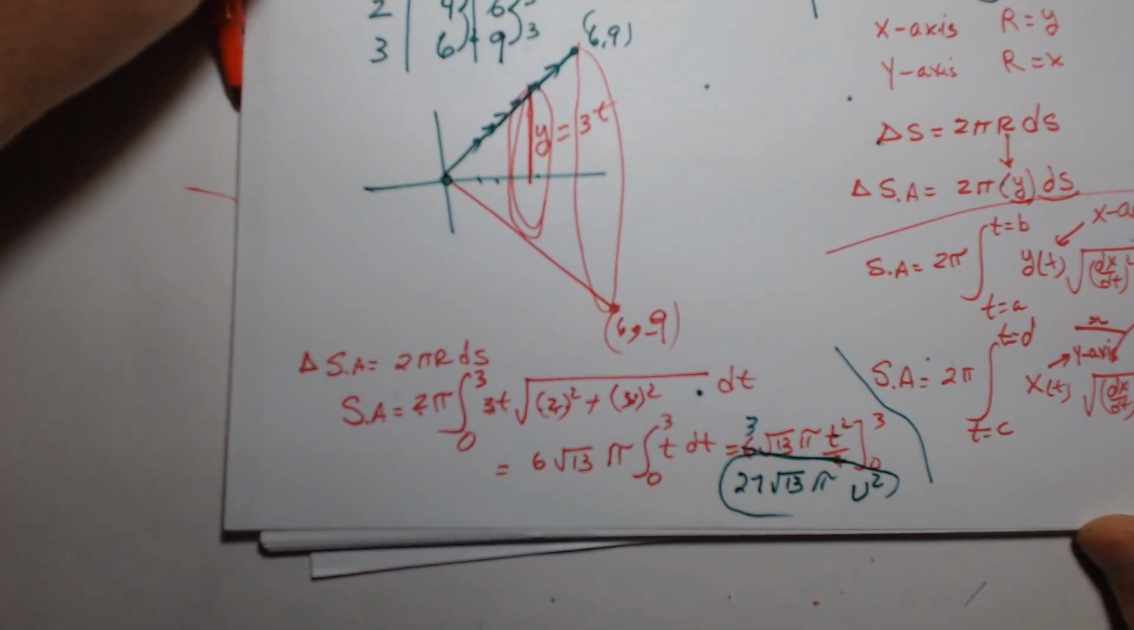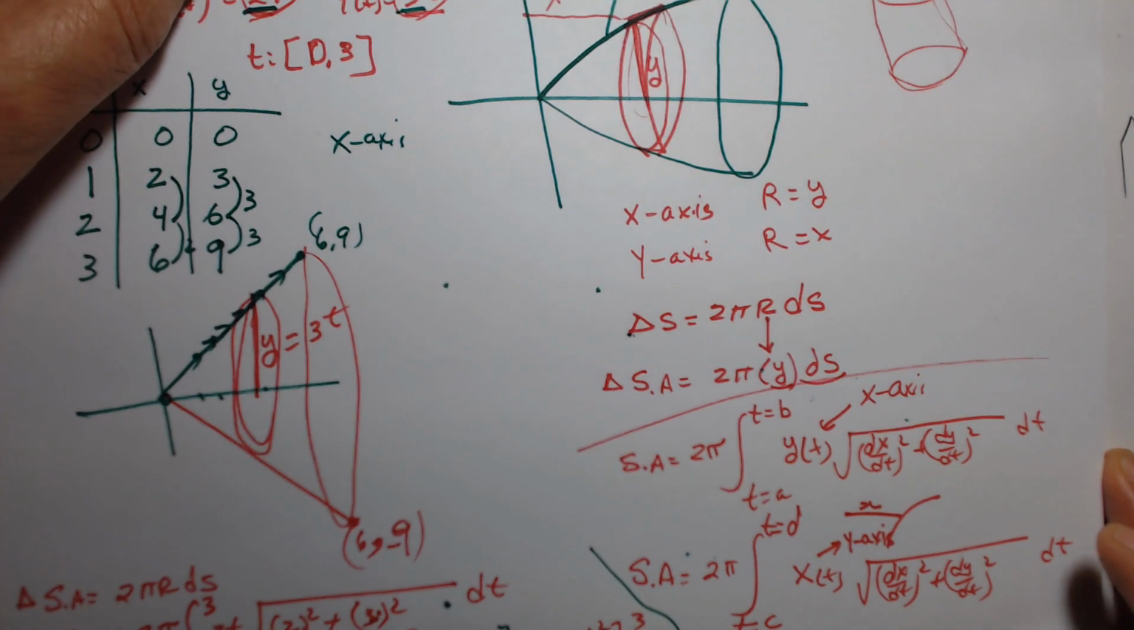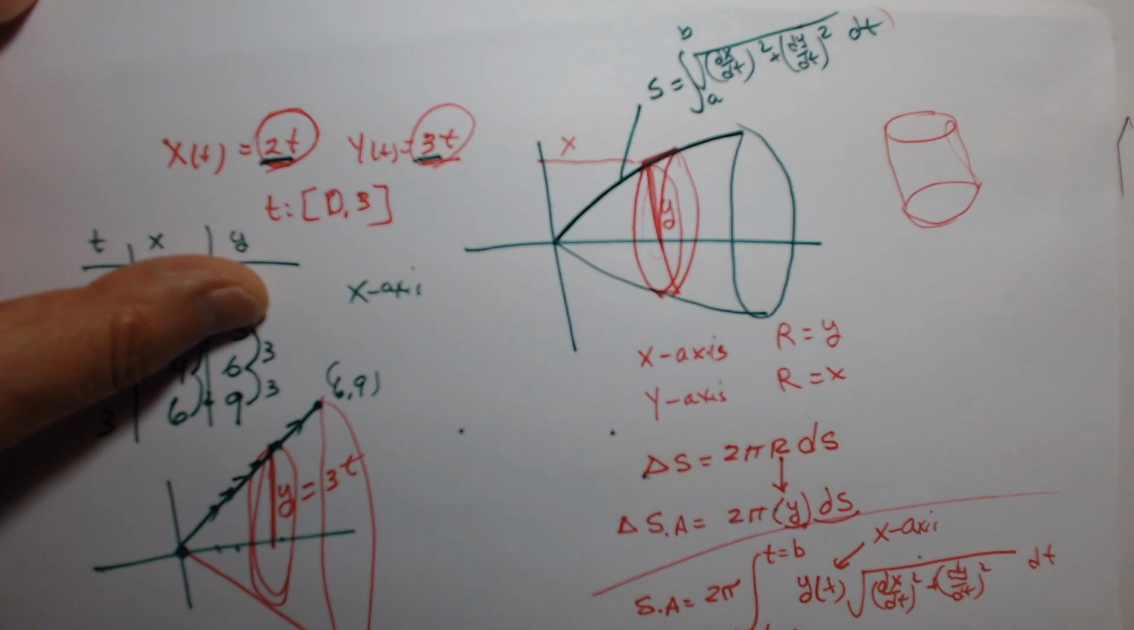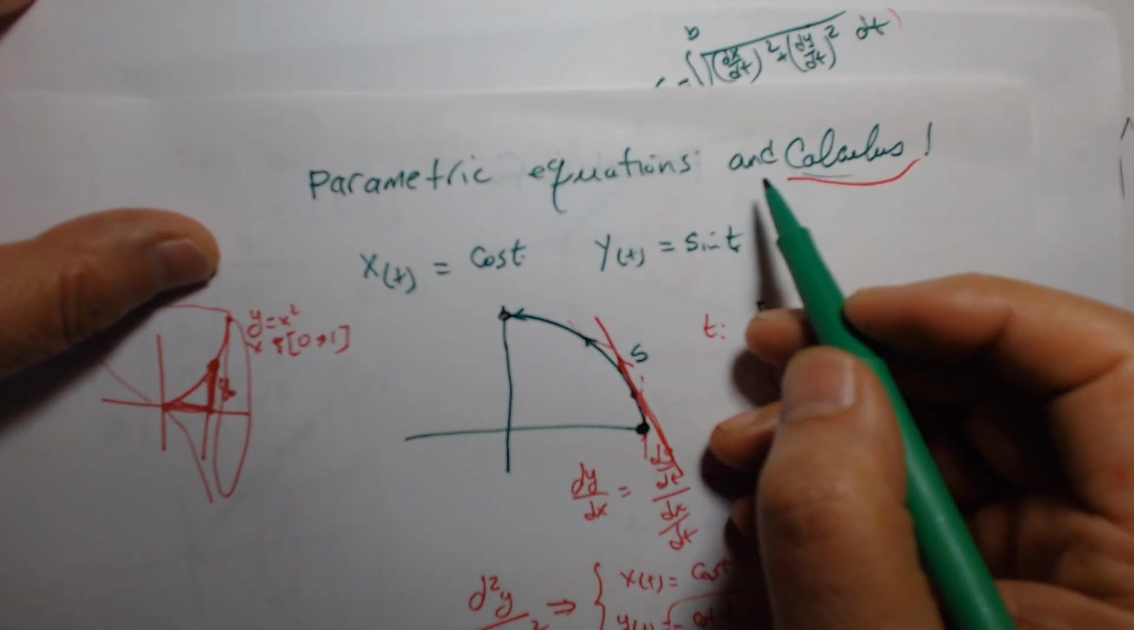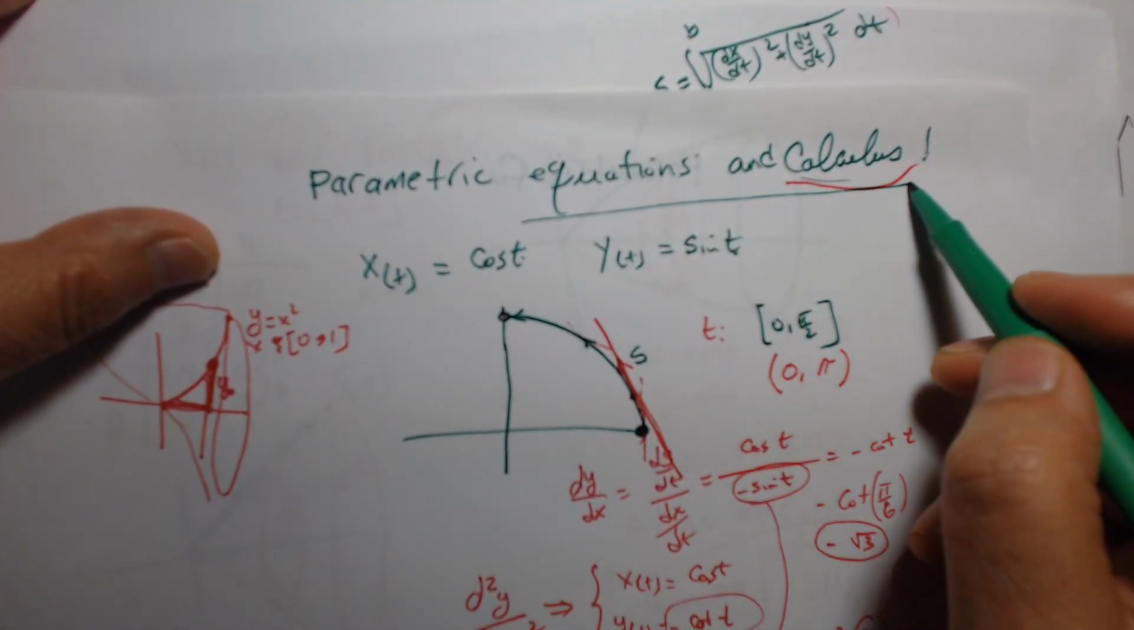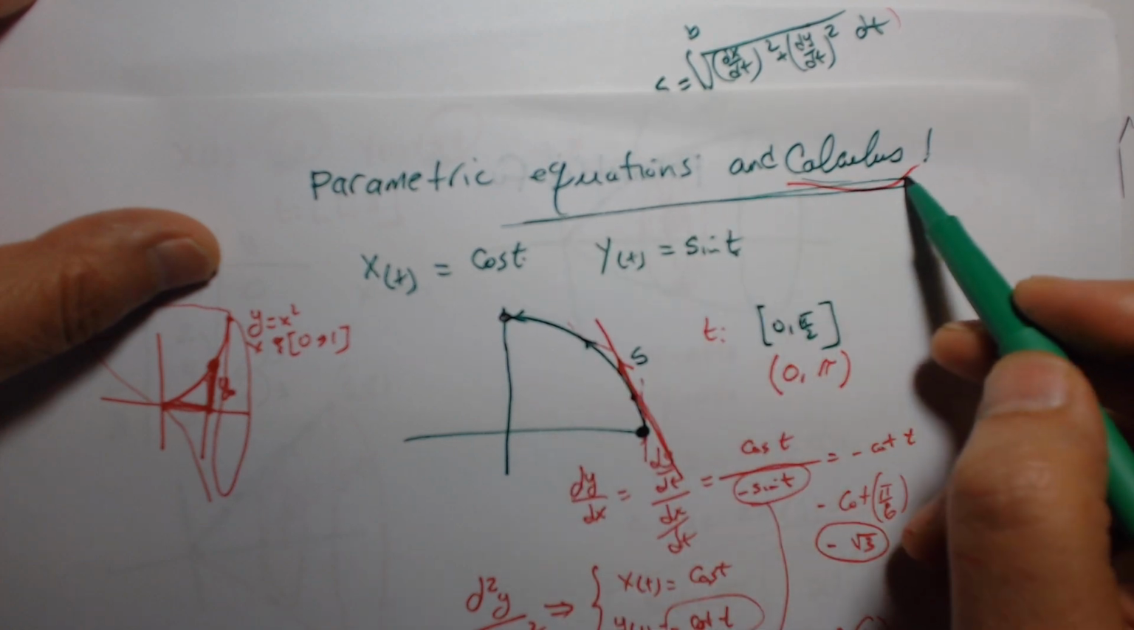This is the end of what we're going to learn about the parametric equation and its application in calculus. It is only going to be the derivative, and then it becomes the arc length, and it's going to be the surface area.